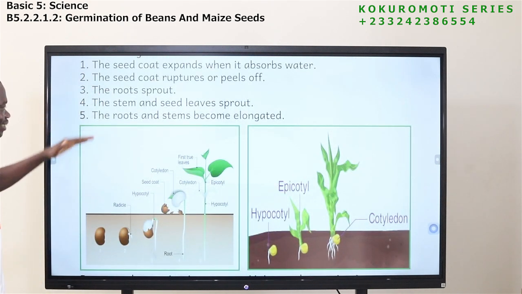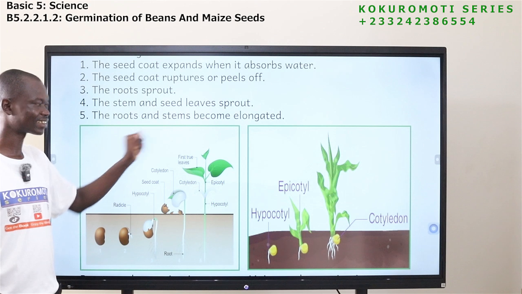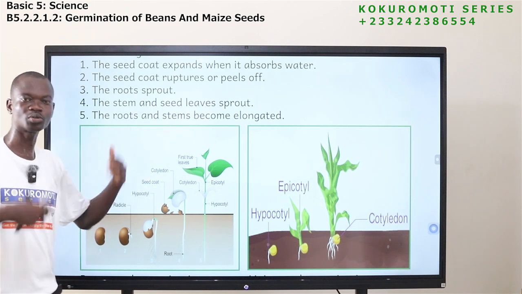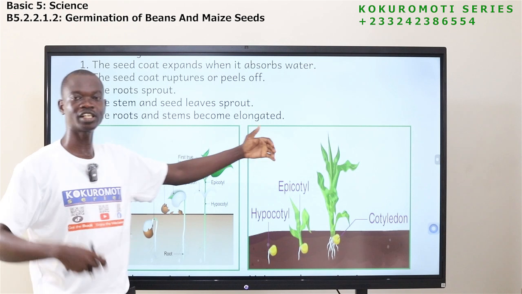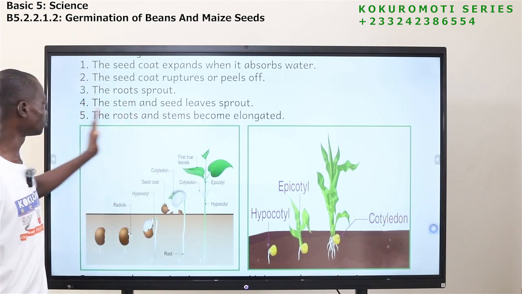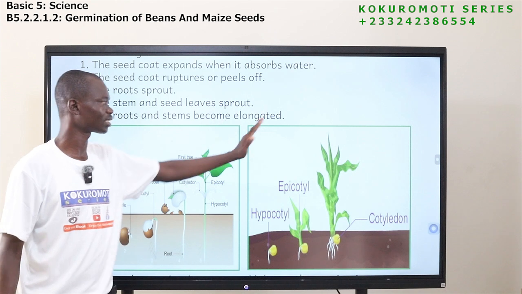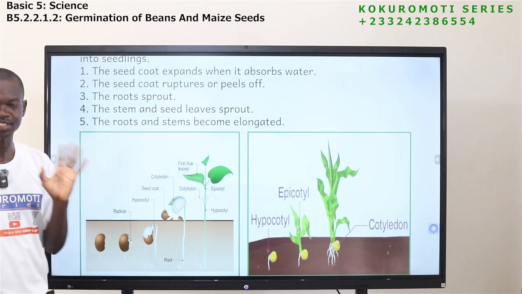Now, the last thing is that the roots that came first and the stem that later also came out will become very long. That is, they become elongated. So the roots and the stem become elongated. So these are the 5 stages.